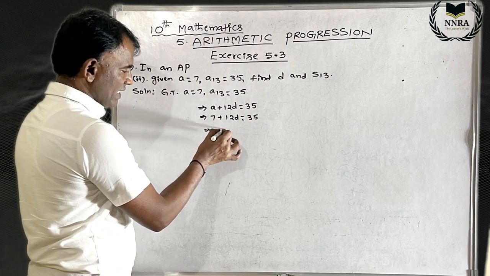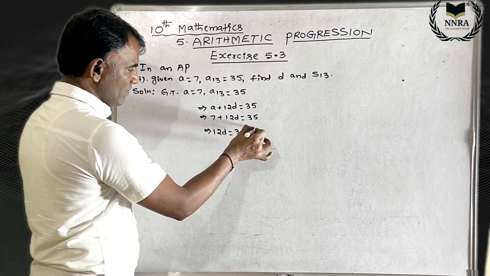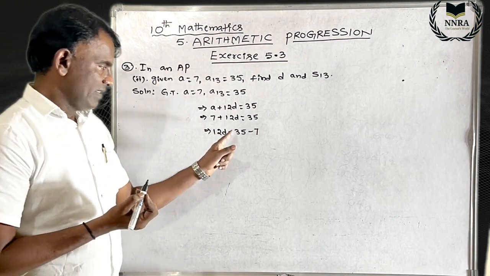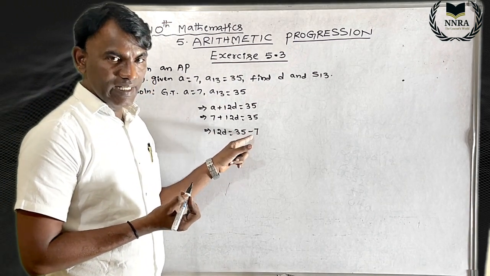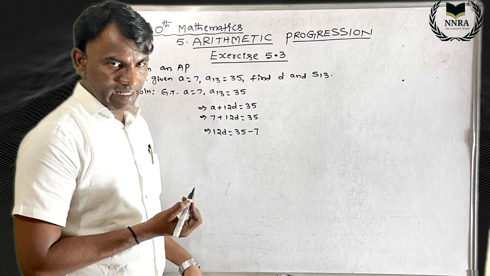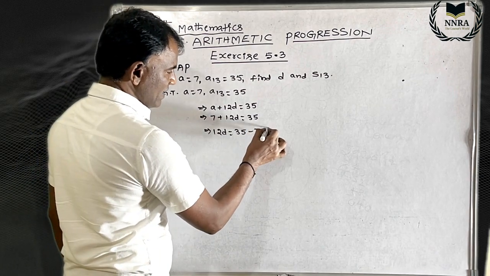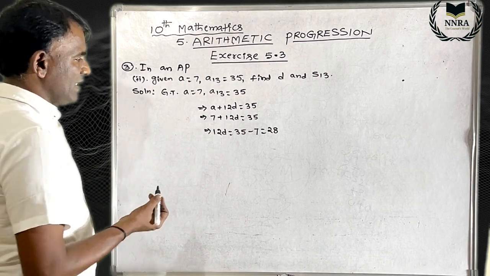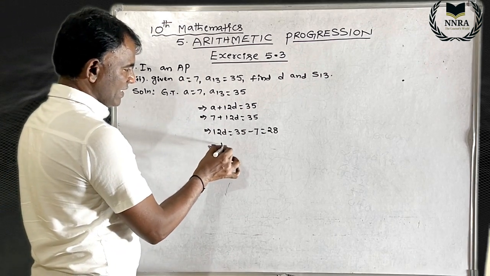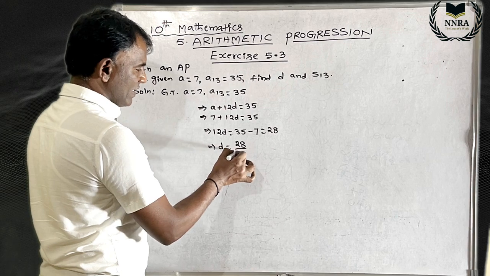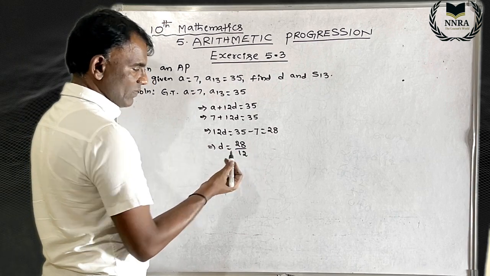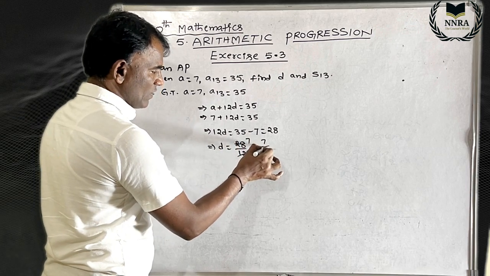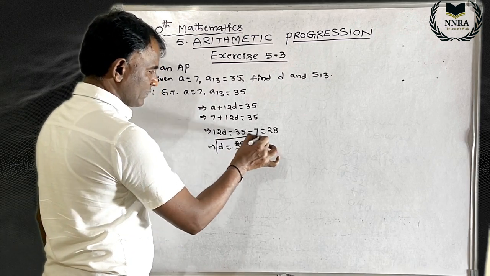Now 12D equal to 35 minus 7, right? What is the difference? 35 minus 5 is 30, then again minus 2, so 28. So write here 28, right? Then what is the value of D? D equal to 28 divided by 12. So 4 3s, 4 7s. Then 7 by 3 is the value of D.